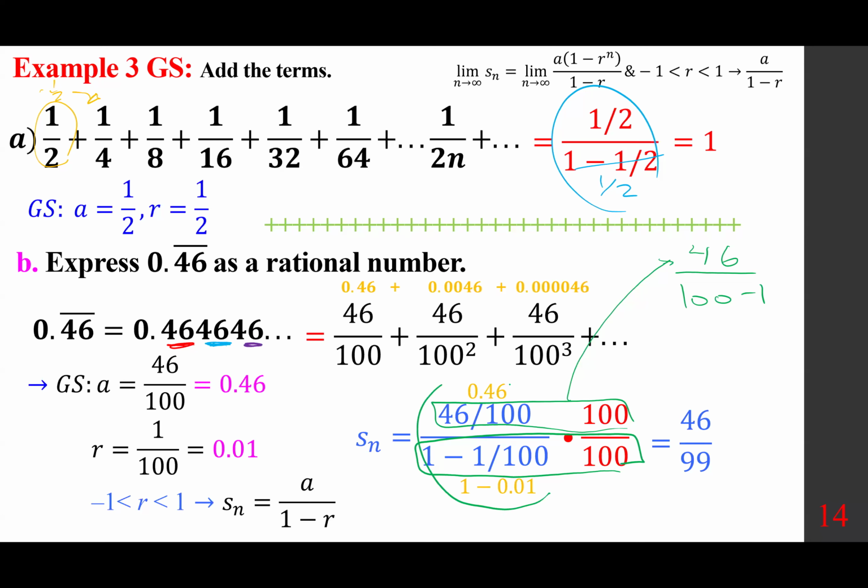If you want to go with the decimal, you get 0.46 over 1 minus 0.01, which is 0.99. These two numbers are the same. Of course, you never leave it as that. You have to change it to this. By the way, this can't be simplified any further and you're done. In other words, there's no common factor between the top and the bottom.